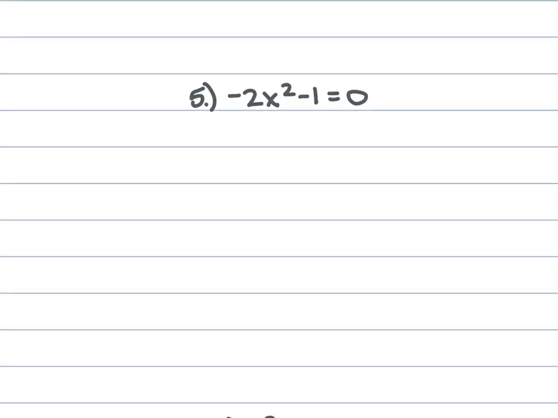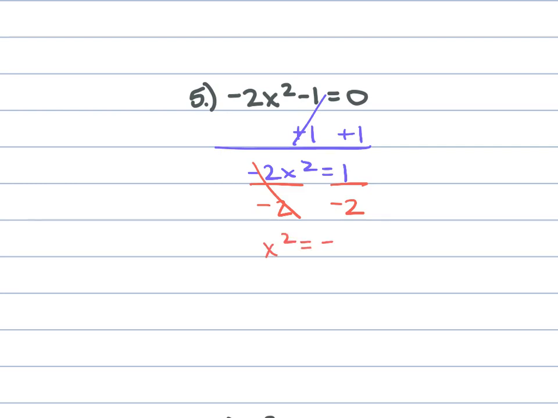For 5, we have negative 2x squared minus 1 is equal to 0. So we're going to add this 1 to both sides. We get negative 2x squared is equal to 1. Then we divide each side by the negative 2. So we get x squared is equal to negative 1/2. We take the square root of both sides, and we get that x is not equal to anything because this is undefined. You can't take the square root of the negative.